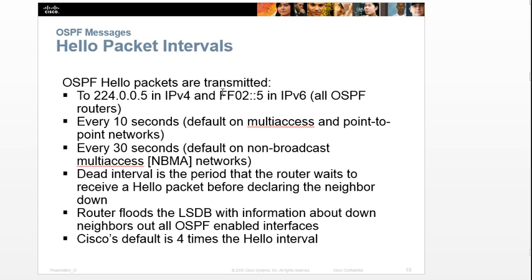So OSPF hello packets are all transmitted on 224.0.0.5 on IPv4 in multicast. And in IPv6, they're sent on FF02::5. They're sent every 10 seconds, and every 30 seconds on non-broadcast networks. The dead interval is the period that the router waits to receive the packet. So that's while we're waiting to get it back. The router floods the LSDB with information about down neighbors once it knows a network is down. Cisco's default is 4 times the original hello interval.